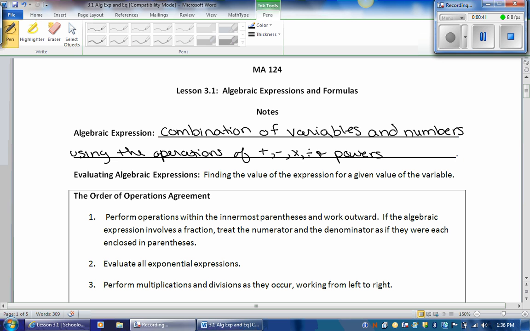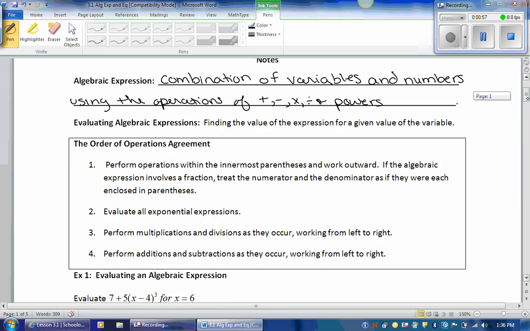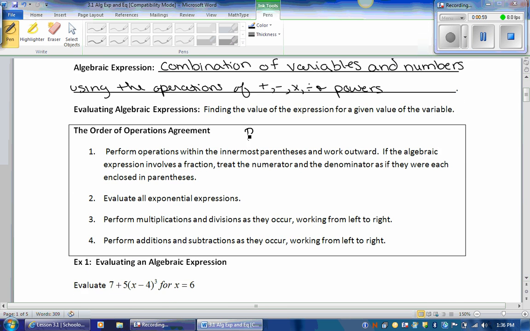So when we start talking about evaluating algebraic expressions, or finding the value of an expression for a given value of a variable, we start to think in terms of the order of operations. Now, you guys have done order of operations since elementary school, and you're probably more comfortable seeing it as PEMDAS. Okay, so this is just saying how we actually simplify these algebraic expressions or perform them.